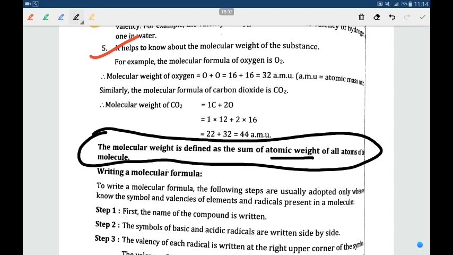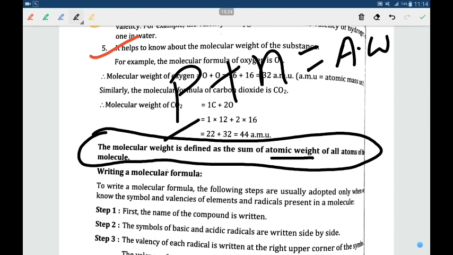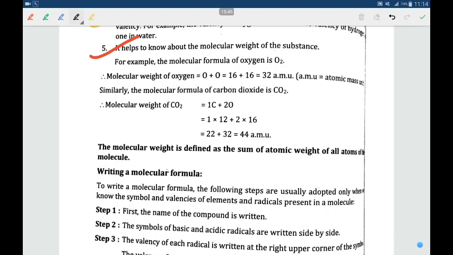Molecular weight is the sum of atomic weights. Atomic weight is the sum of the number of protons and the number of neutrons. How many protons are present there? How many neutrons? When we combine them, we get the atomic weight, measured in one unit. Do you know what the unit is? AMU, atomic mass unit.